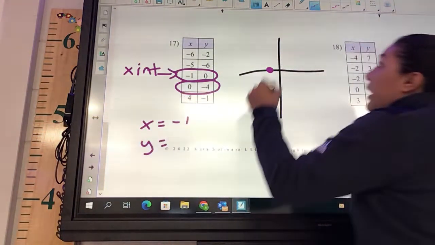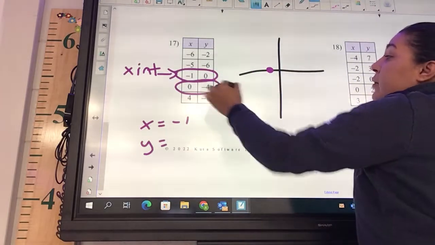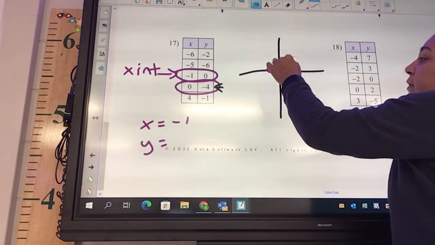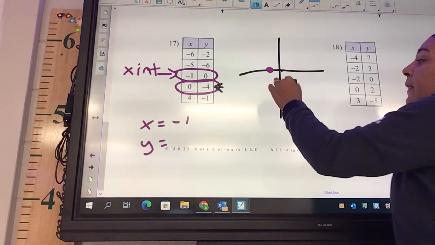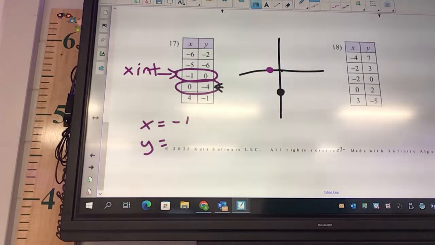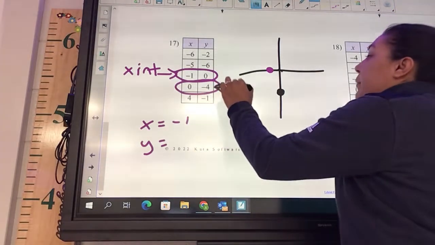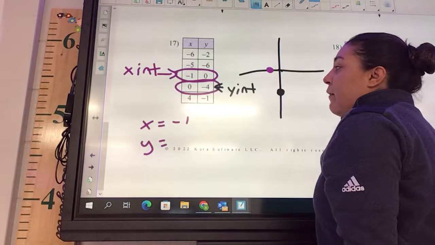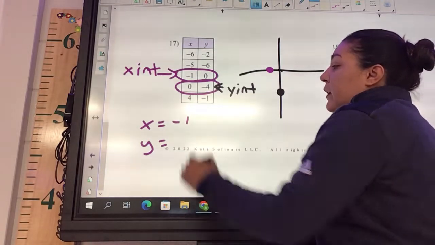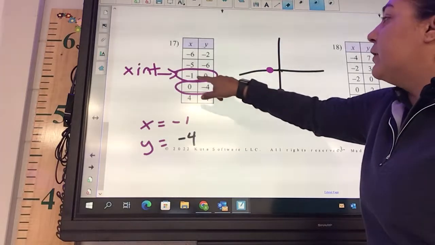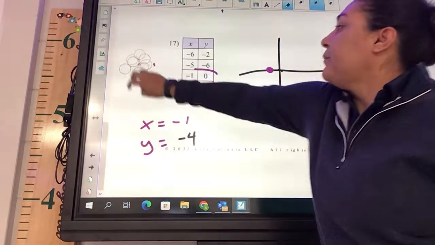If you were to graph this one, it says where x is 0, so that means we don't go any this way, and our y is -4. So is that going to be an x-intercept or a y-intercept? It's going to be the y-intercept. And it's going to be at what value? -4.